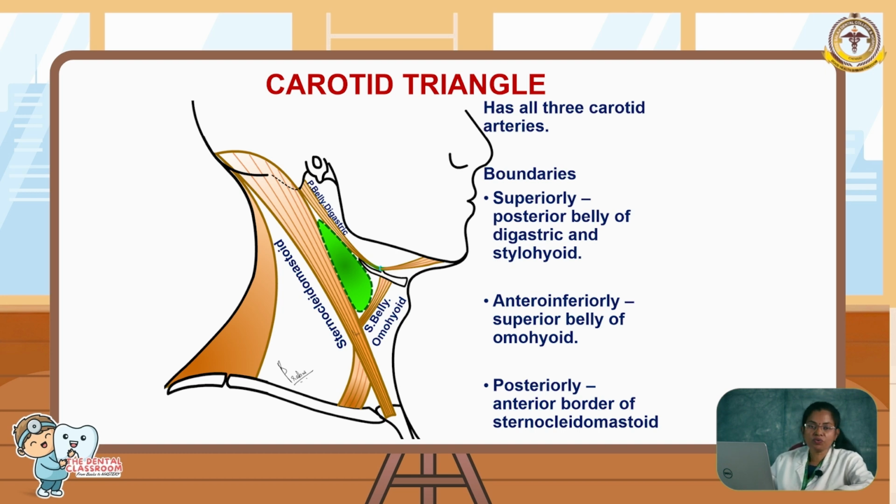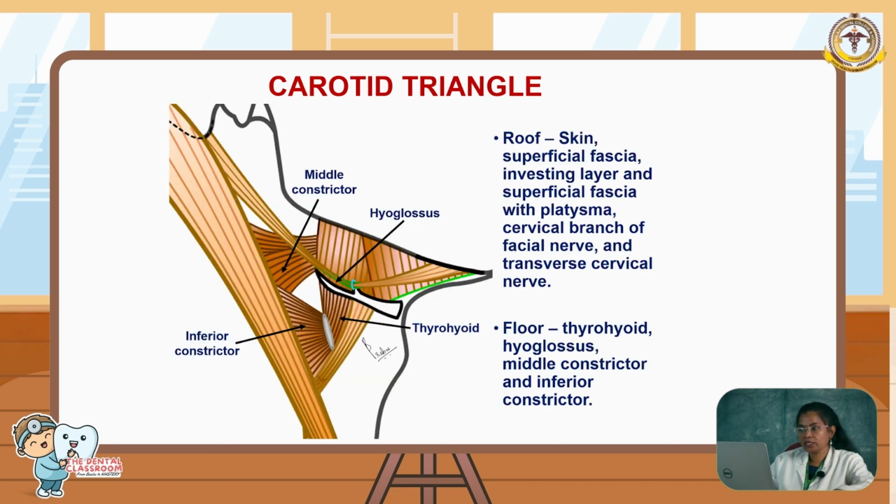Let's see about the boundaries of carotid triangle. The carotid triangle is superiorly bounded by the posterior belly of digastric muscle, anteroinferiorly bounded by the superior belly of omohyoid muscle, and also posteriorly bounded by the anterior border of sternocleidomastoid muscle. The roof we've already seen along with the roof of the anterior triangle as a whole.